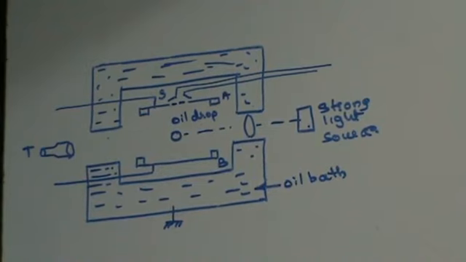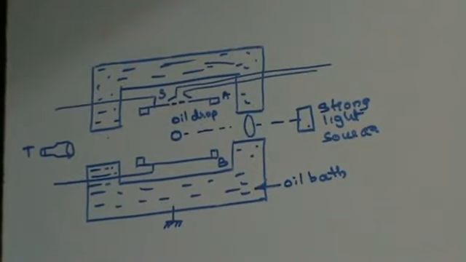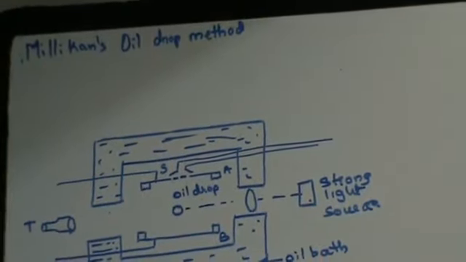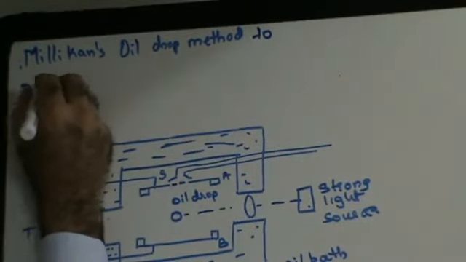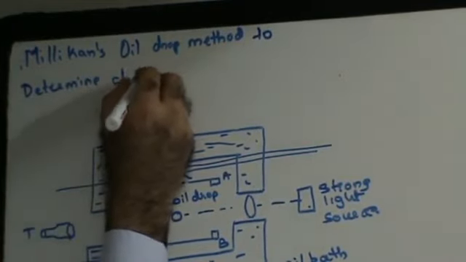Done, everyone's finished drawing the diagram. Okay, let's try to do this. This is Millikan's oil drop method to determine the charge on electron.